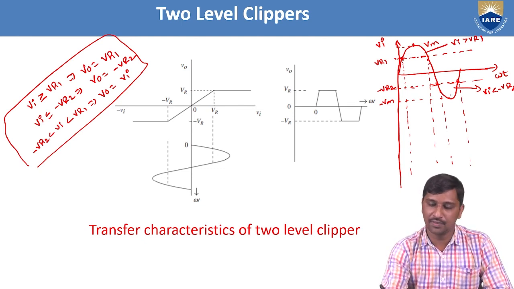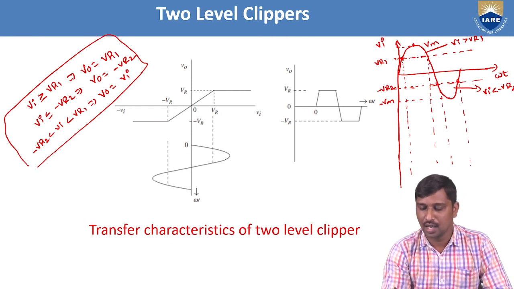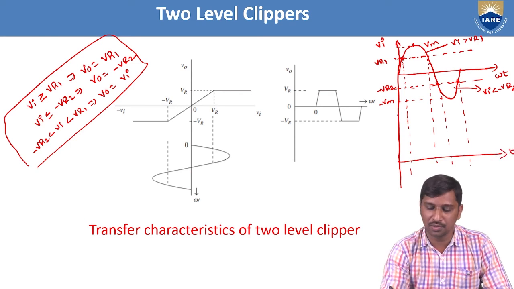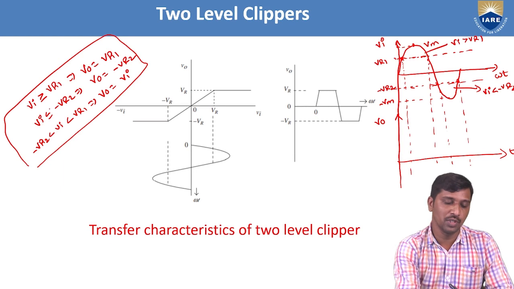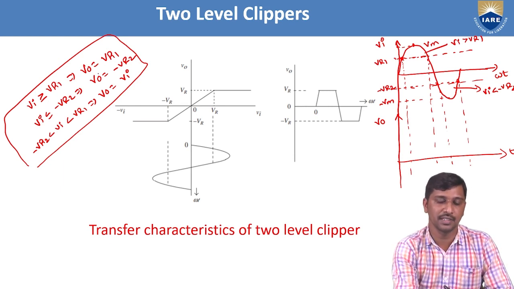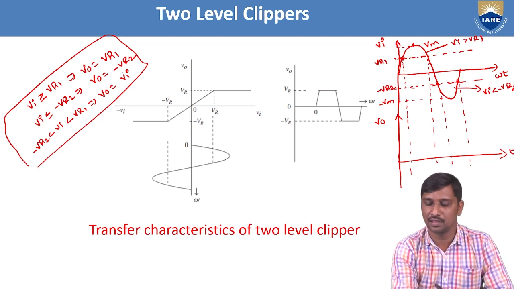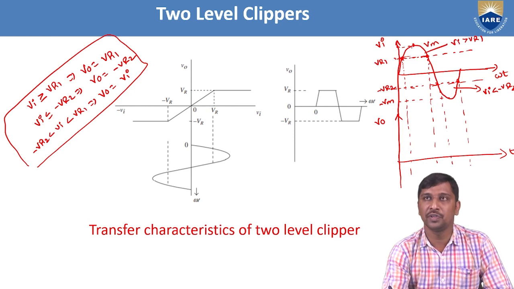Now, during this duration, if Vi is greater than VR1, what is the output voltage? That is VR1. Hence, I am going to draw the output response, V0. If the input voltage is greater than or equal to VR1, the output is represented as VR1. This portion, from this point to this point, is the input signal, passing from VR1 to plus Vm.